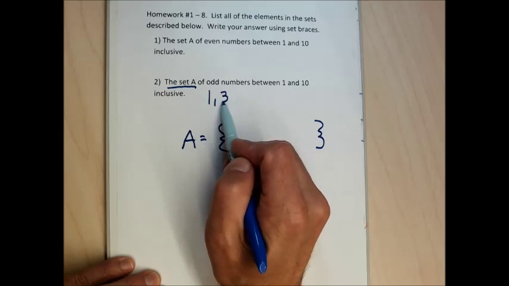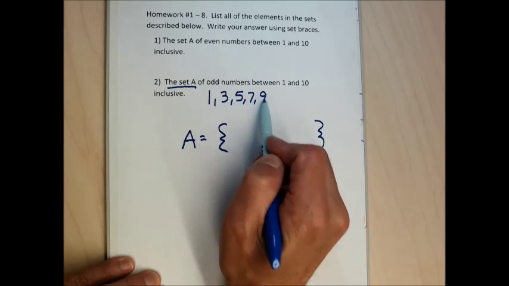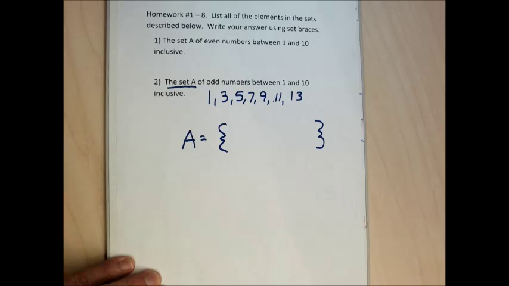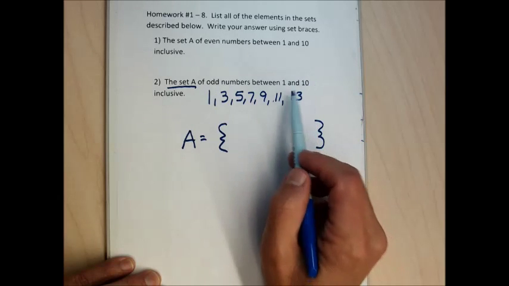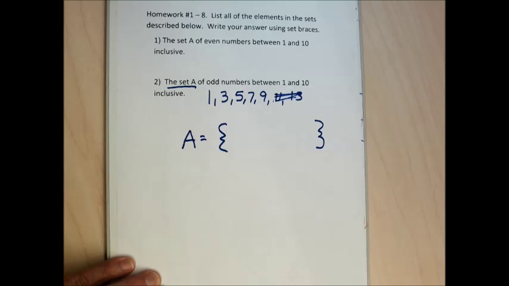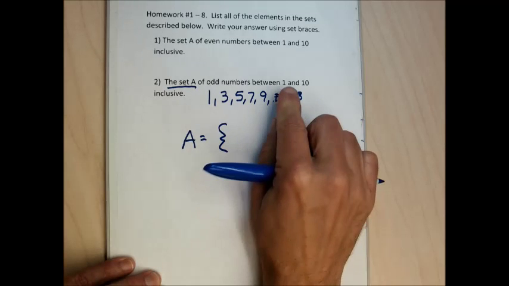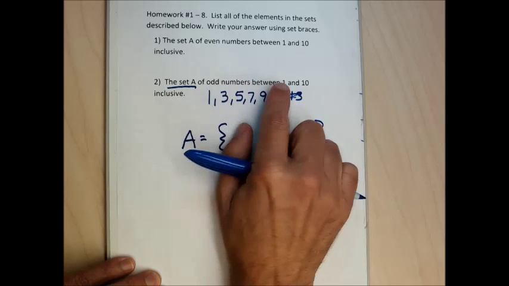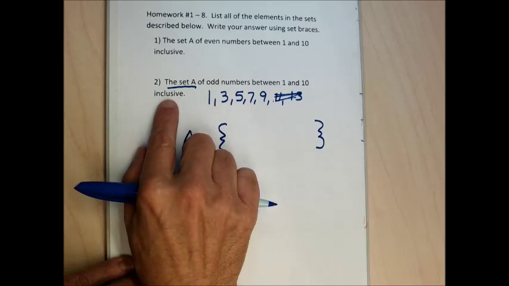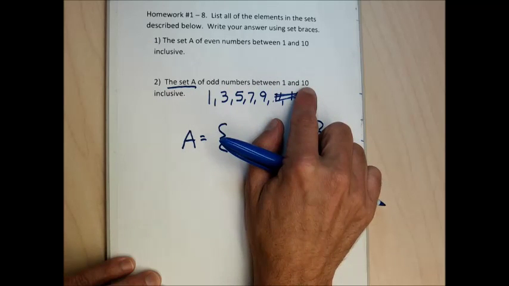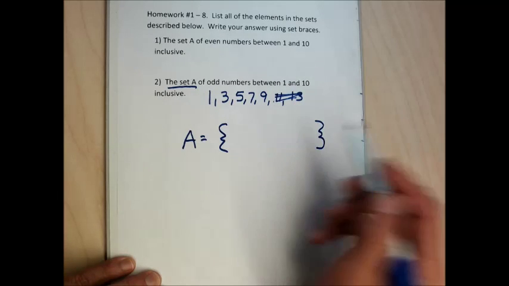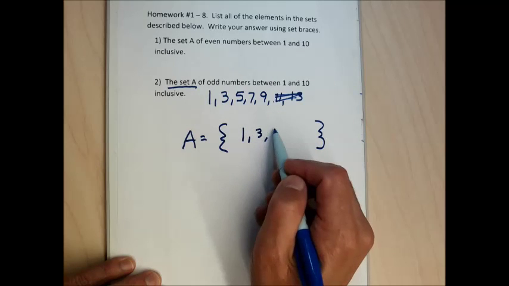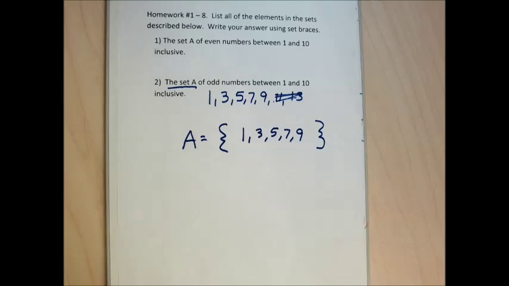Well, odd numbers are 1, 3, 5, 7, 9, 11, 13. I'm supposed to put the odd numbers that are between 1 and 10, so I definitely wouldn't want 11 and 13 because those are bigger than 10. And inclusive means include the 1 and include the 10 in your answer. When I go to write my answer, I'm definitely going to include my 1 because 1 is an odd number between 1 and 10, and I'm asked to include the end numbers if they're part of the set. But I'm not going to put 10 in my answer. I only include the last number and the first number if they're part of the set. And because 10's not an odd number, it doesn't belong in my set. So I'm going to write just 1, 3, 5, 7, and 9 for my answer to question 2.